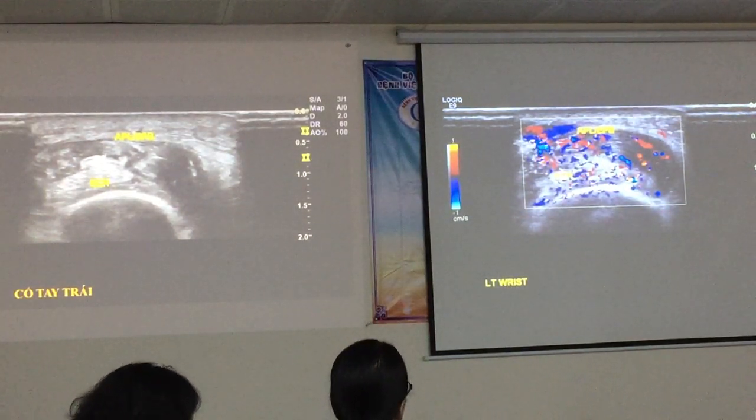And you can see how inflamed this area is just due to that hyperemia.